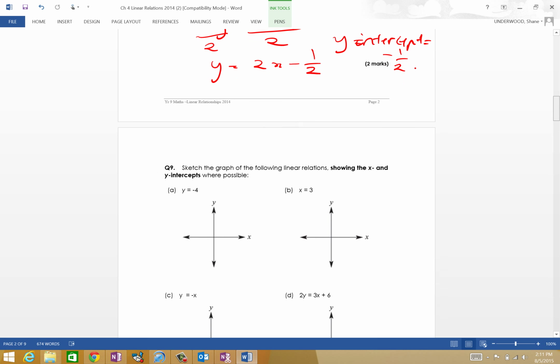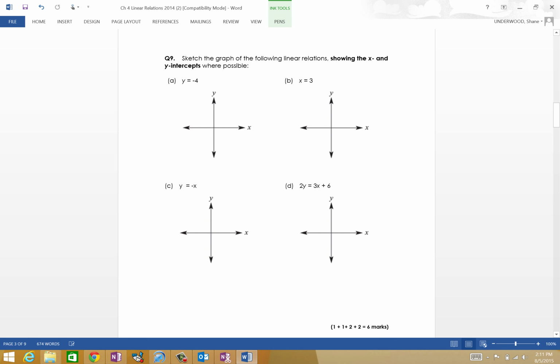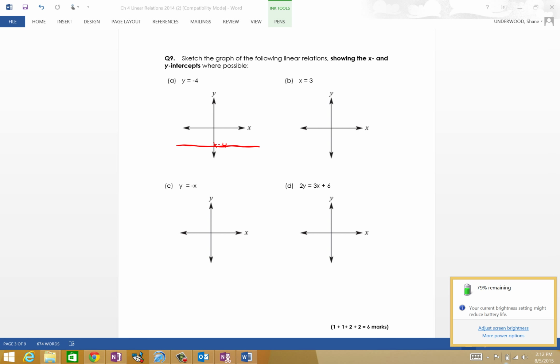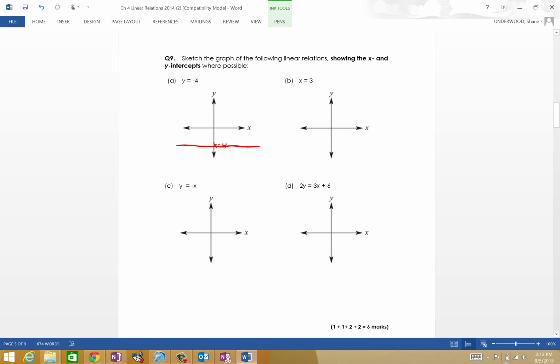All right. Now, sketching some graphs. First of all, if you think about the y coordinate being negative 4, if I had a y-intercept of negative 4, well, all the values are negative 4. So that means that's a horizontal line. A lot of students mess that up for some reason. I guess because they're used to doing straight lines which have a gradient.